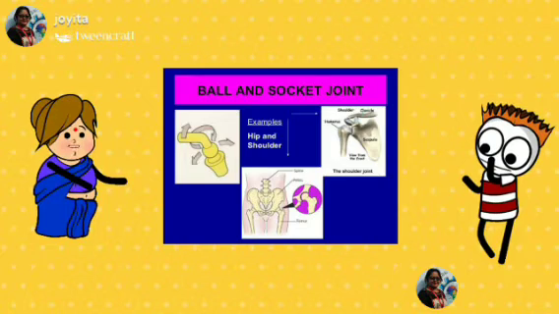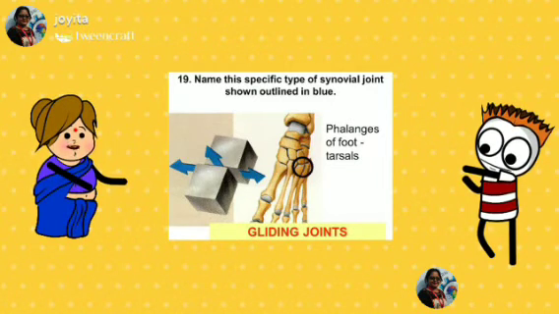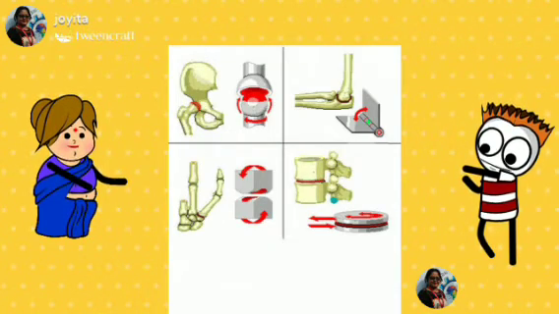Then we have the ball and socket joint, where it can go in a round and round movement. Yes, the shoulder and the hip joint. Very good. And then we have the gliding joint, which is a joint which can glide over each other. Yes, as the joints in our wrist. So we have ball and socket joints in the shoulder and in the hip joint. Then we have hinge joints in our elbow and our knees. Then we have gliding joints in the wrist and the feet. And we have the pivot joint in our neck.